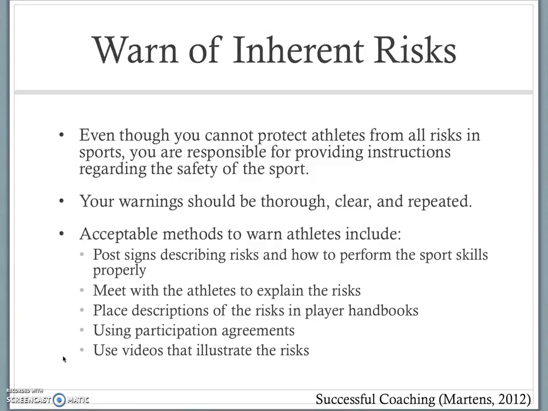There are multiple acceptable methods you can use to warn your athletes. This is just a few of them. You can post signs describing risk and how to perform the sport skills properly. Meet with the athletes to explain the risks. Place descriptions of the risk in player handbooks. Use participation agreements or use videos that illustrate the risks.